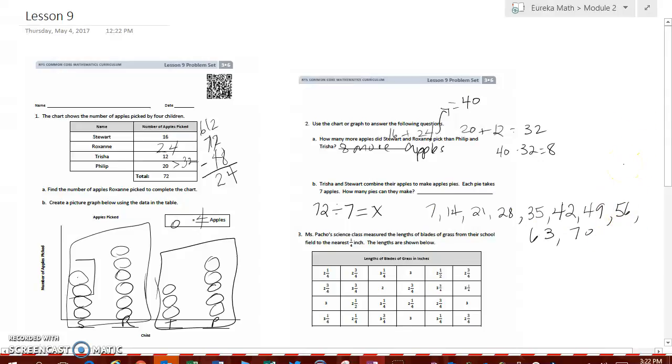Well, if they pick 72 apples, do I have enough if I only have 2 left to make another pie? No, so I'm going to have 1, 2, 3, 4, 5, 6, 7, 8, 9, 10 pies with 2 left over.